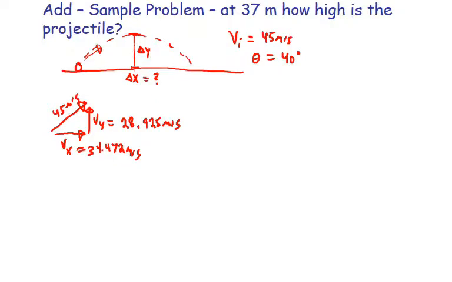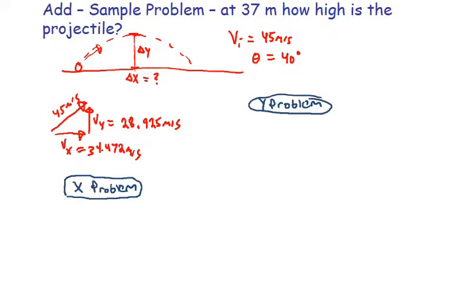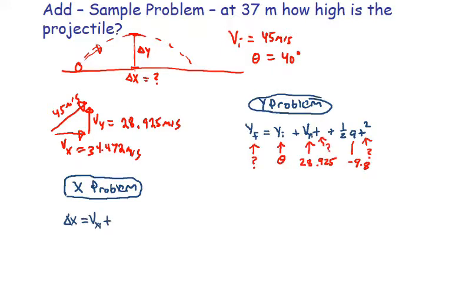So what we're going to do now is, at 37 meters, how high is the projectile? In this case, we want to know, 37 meters from the original position, how high is it in the y? So when we look at our x problem, we can figure out what we need here. We have the initial y velocity. What we really need to know is at what time the ball is at 37 meters in the x.